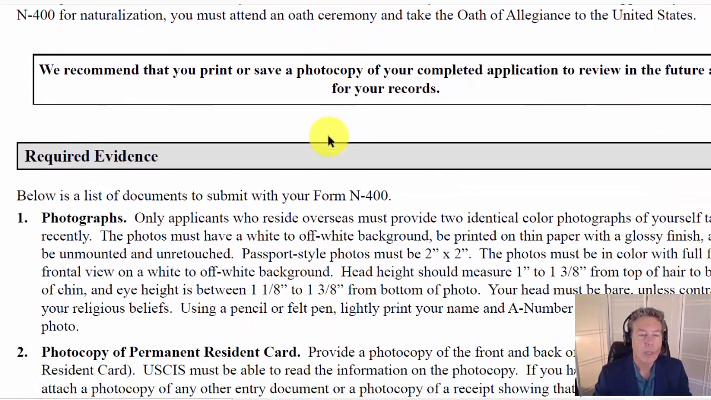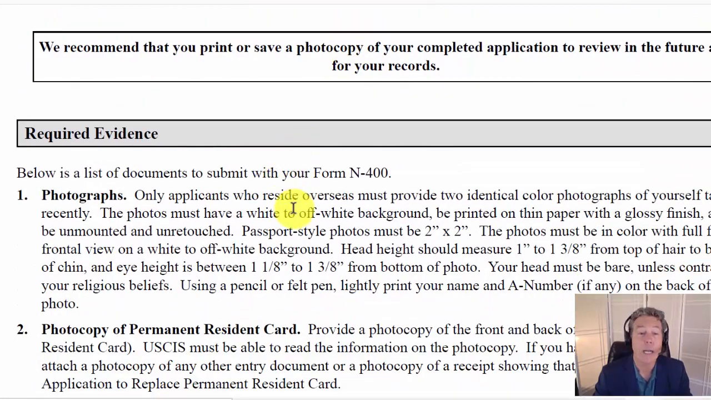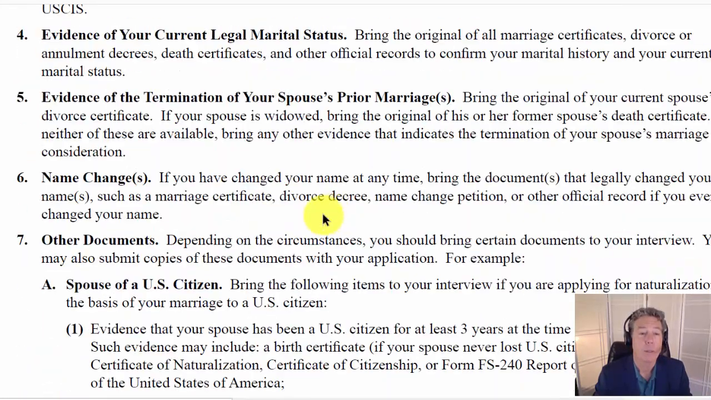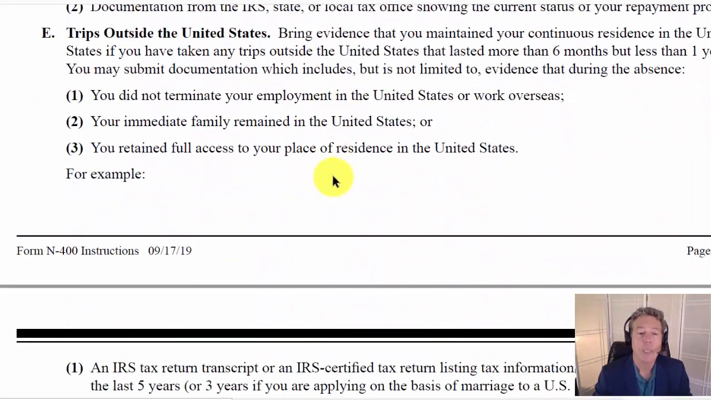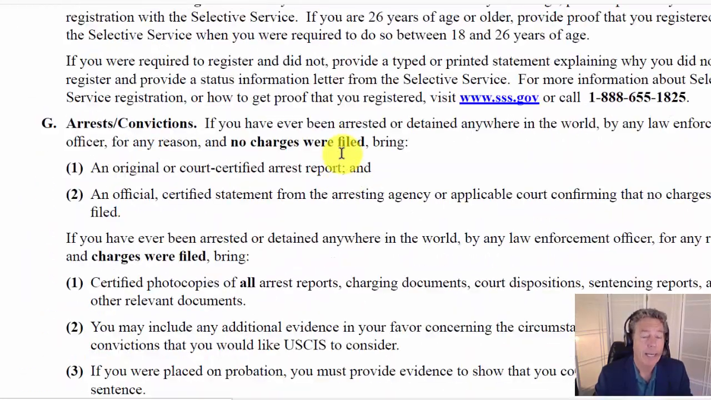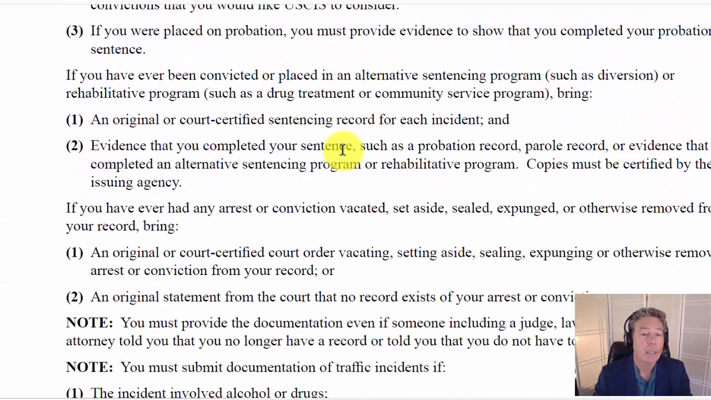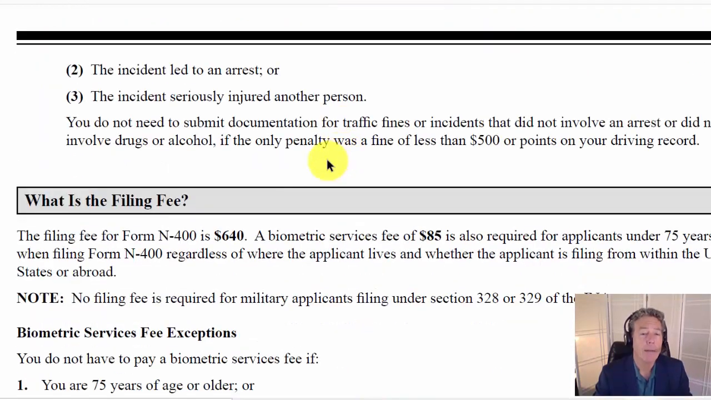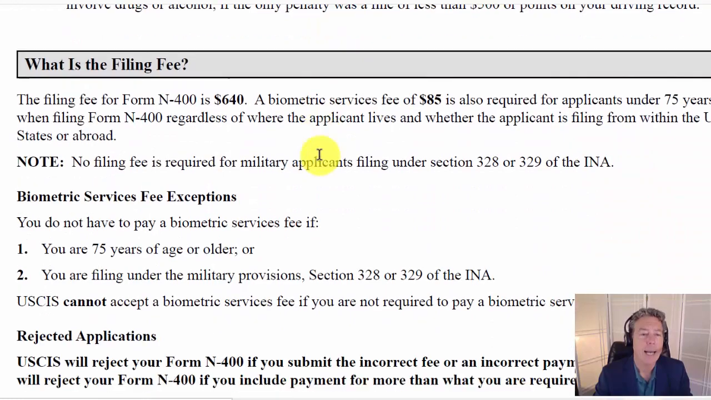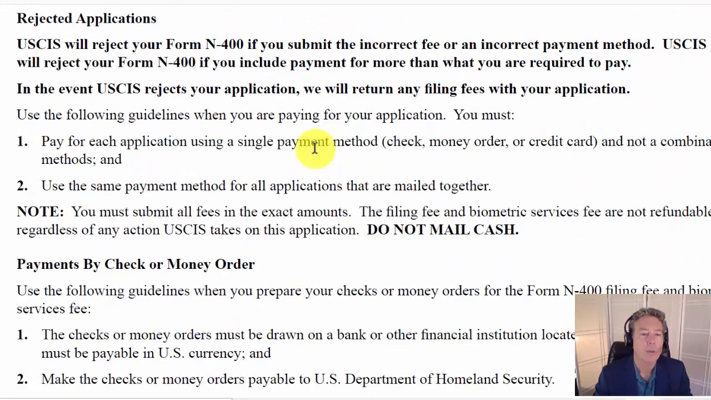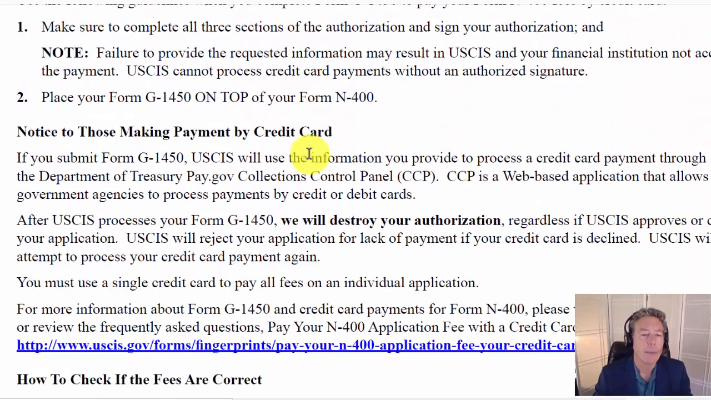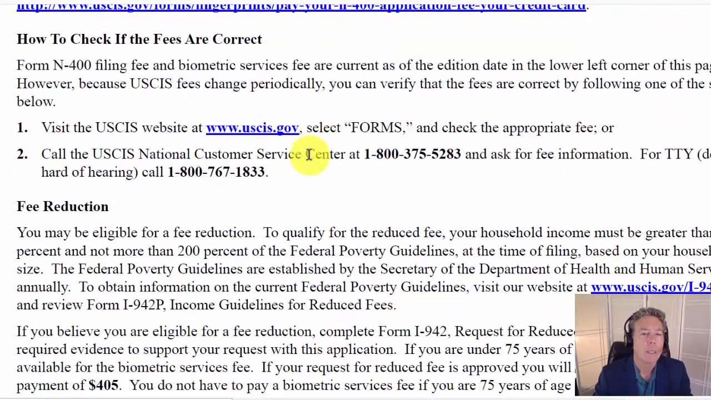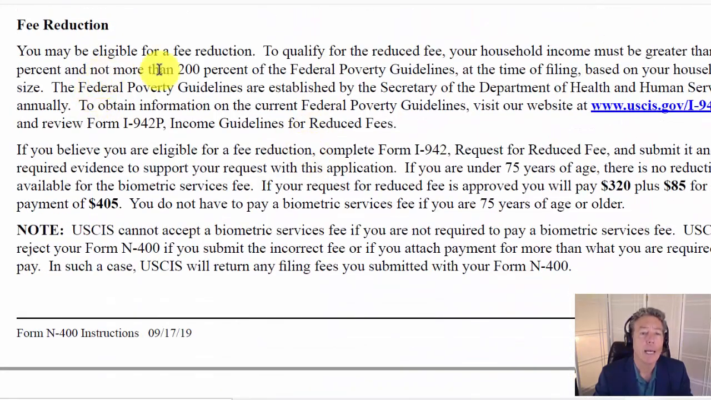Right. Required evidence. Okay, we've already gone through the required evidence. So I like that other checklist, but it's all restated right here very clearly. All of the evidence. The filing fee, we've looked at that already. Biometrics, payment, and payment by credit card. A fee reduction. You may be eligible for a fee reduction to qualify for the reduced fee.